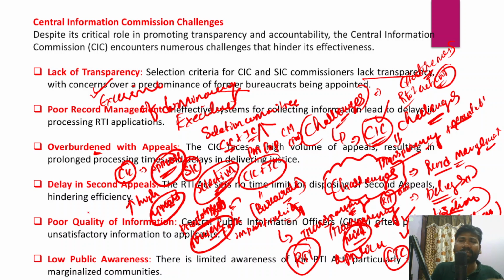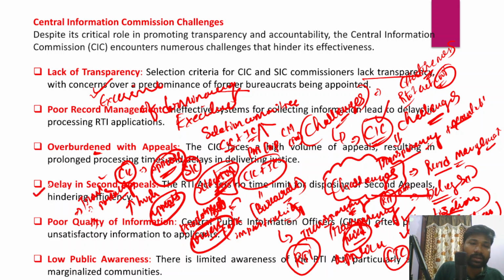When there is a delay in providing information, that would also result in inefficiency when it comes to holding the administration accountable, and demanding more and more transparency would not be possible when citizens don't have access to information within the time. And apart from that, there's also a delay in the second appeals as well, because the RTI Act sets no time limit for disposing of the second appeals.